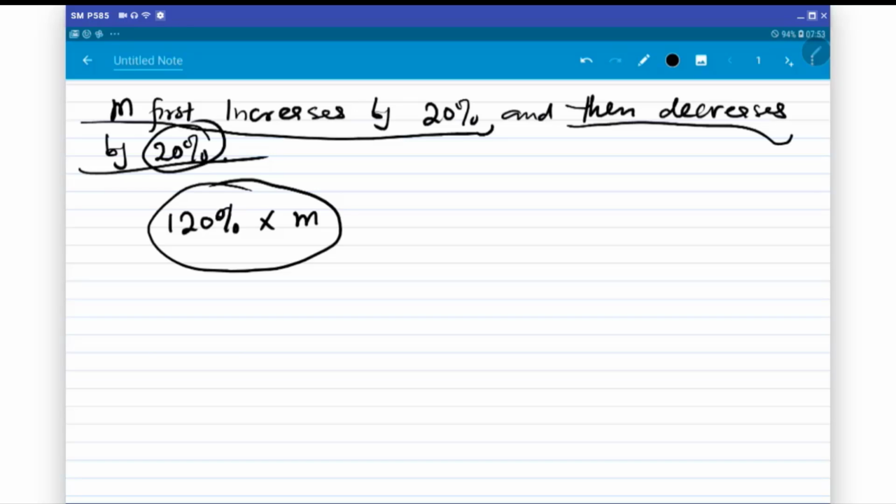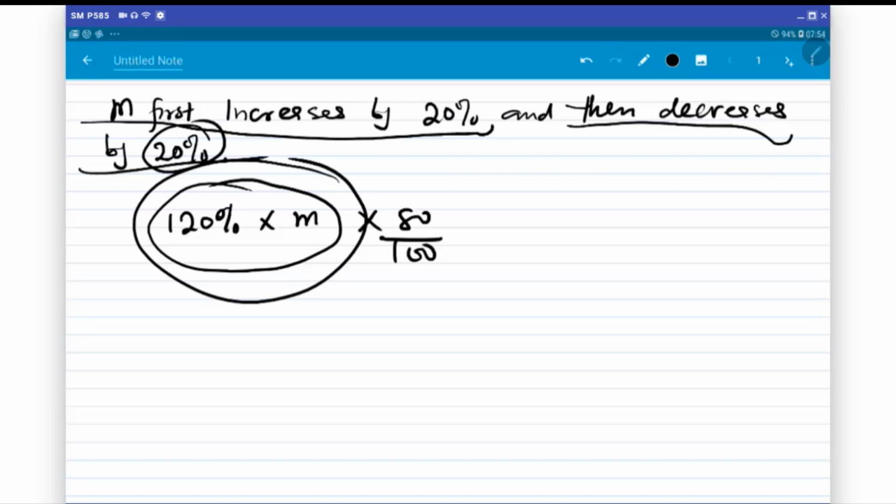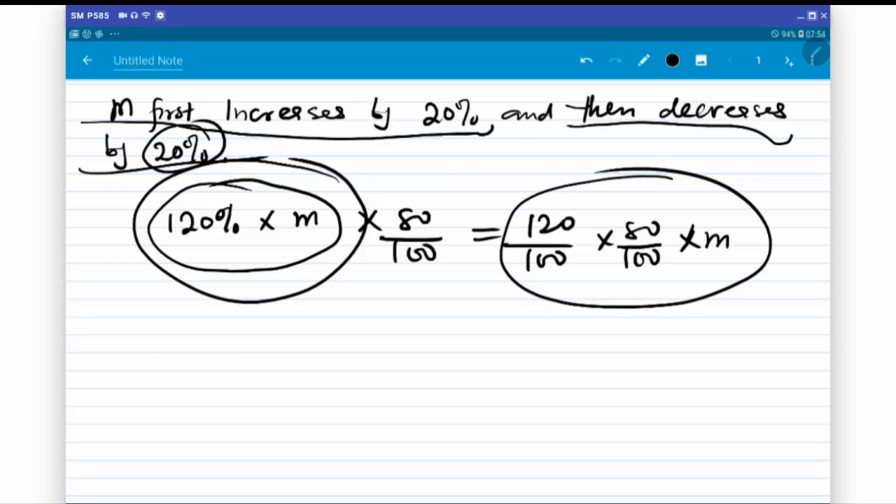That means we're now having 80% of this new value. Can you get that? 80% of this new value. So now giving us something like this, then like this. So this is now the new value after these two changes.